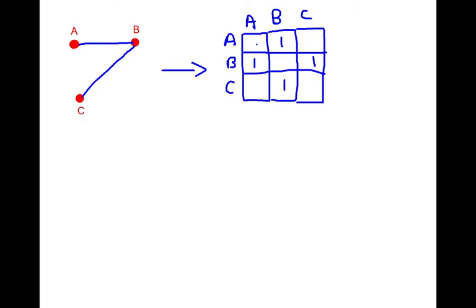Now, the rest of the entries in this adjacency matrix, which is basically a 2D array, will be converted to 0, right? So this is the adjacency matrix. This is how we store a graph in a 2D array, which is known as the adjacency matrix.